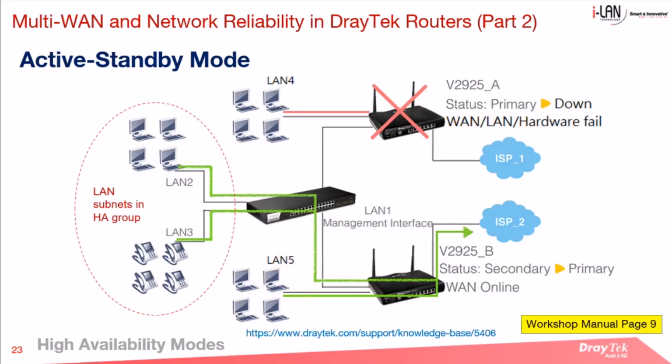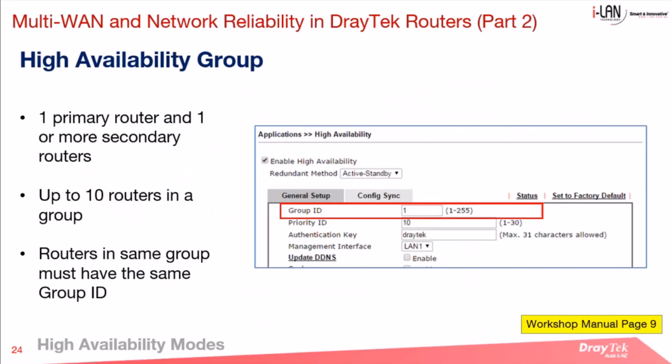Next, let's go to the next slide. High availability group. All routers participating in high availability need to belong to a high availability group and share the same group ID. The group will need to have one primary router and at least one secondary router, but you can have up to 10 routers in a group. Keep in mind that each router is in active standby mode.